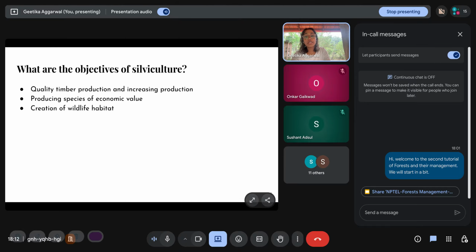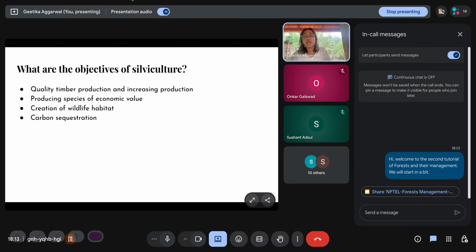There could be a third thing, just like I said in the previous slide. I want to create a wildlife habitat basically. I want to create an area which has a high biodiversity. It supports a large number of plants and animals and bird life or insects, snakes, anything. So basically, whatever I'm interested in, I want to have a good wildlife in that area. So that could be a silvicultural objective.